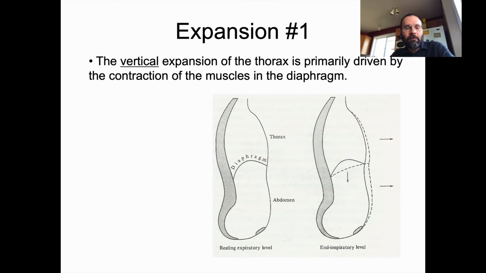Okay, so the vertical expansion of the thorax, or the lungs, is primarily going to be driven by the contraction of muscles in the diaphragm. So this is a helpful diagram because I think this is something that's kind of easily confused, or at least I was confused about it when I was a kid, and I learned about this in music class. So we used to sing out loud, back when it was okay to sing around in the presence of other human beings, and our music teacher would say, like, use your diaphragm.